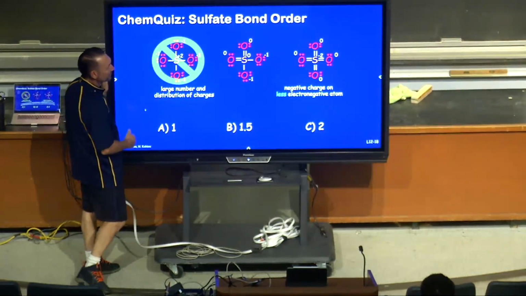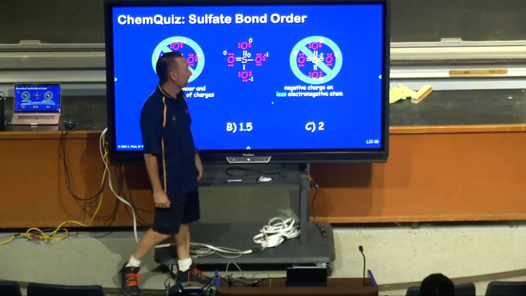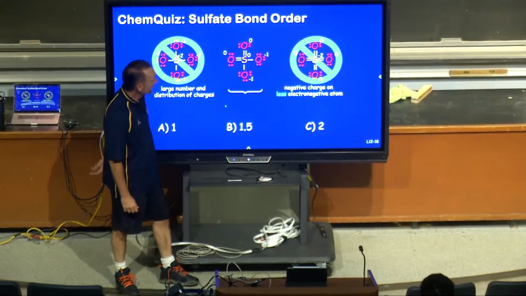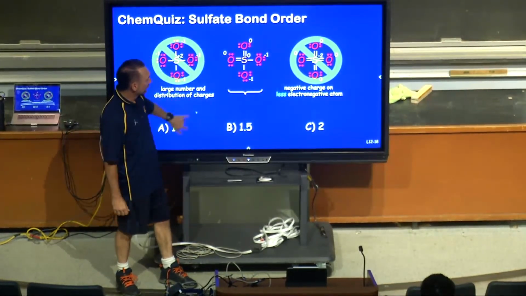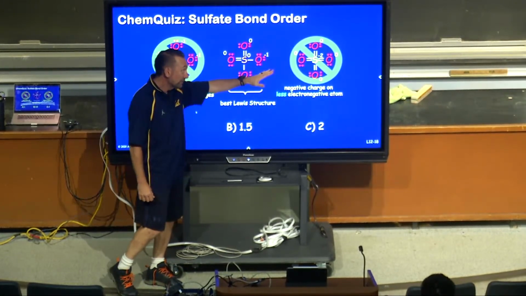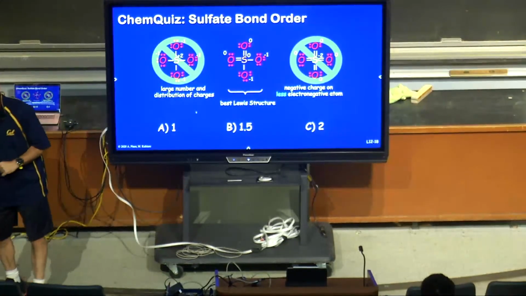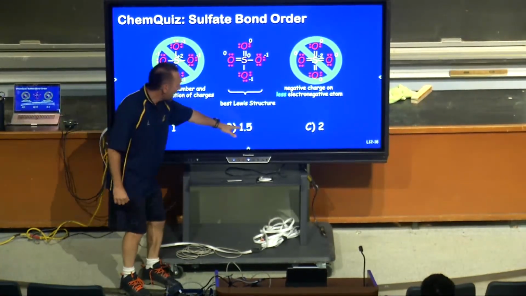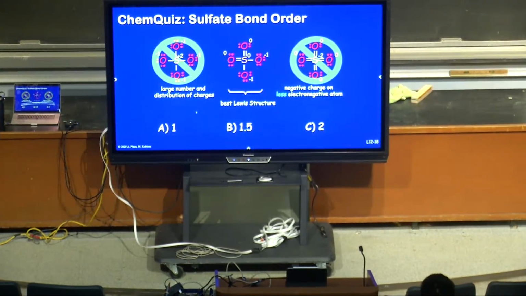And so that says that here we have a large number and distribution of charges. Don't like that one as much. Here we have a negative charge on the less electronegative element. Here, it looks like we've satisfied our general rules for formal charges. And now we can say, I had a bunch of Lewis structures that were possible, but I'm going to pick that one. And that allows me to assign a bond order to the molecule.